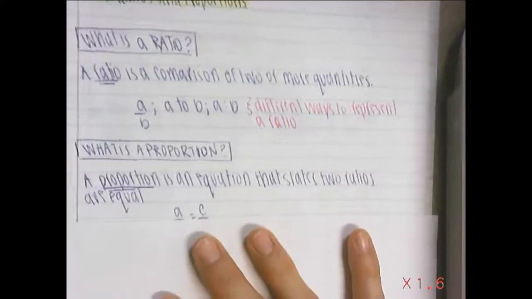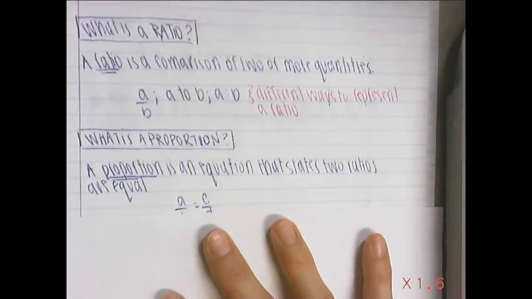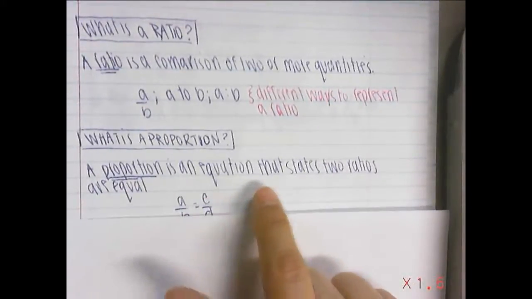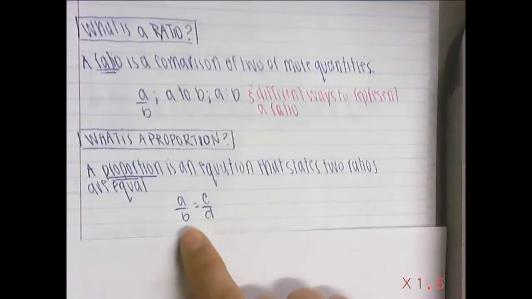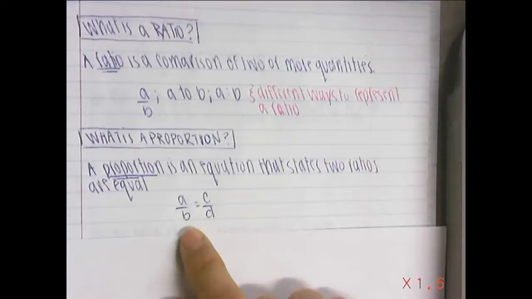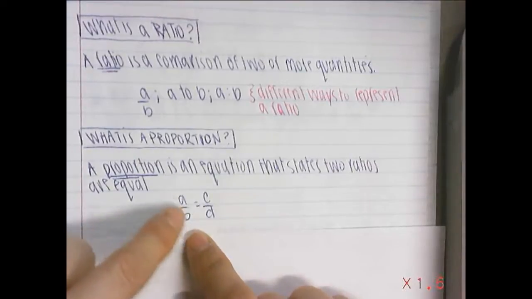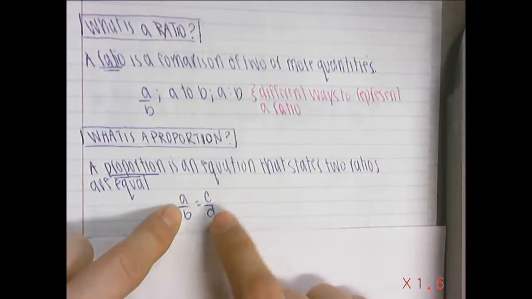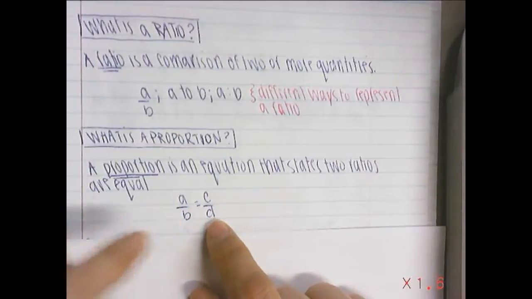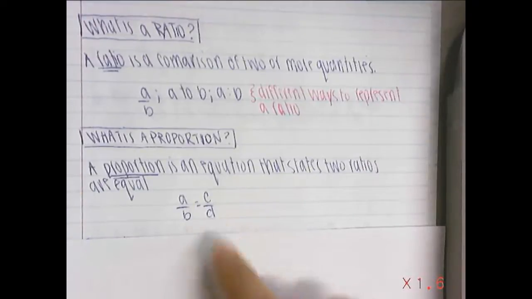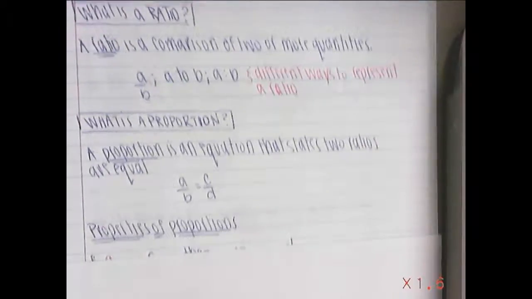Now what is a proportion? Well, a proportion is an equation that states that two ratios are equal. So when you see something written like this, let's just call it a fraction for now, this fraction equals this fraction. Or if you want to call it a ratio, this ratio equals that ratio, that you would call a proportion. That's when you say that two of them are equal.